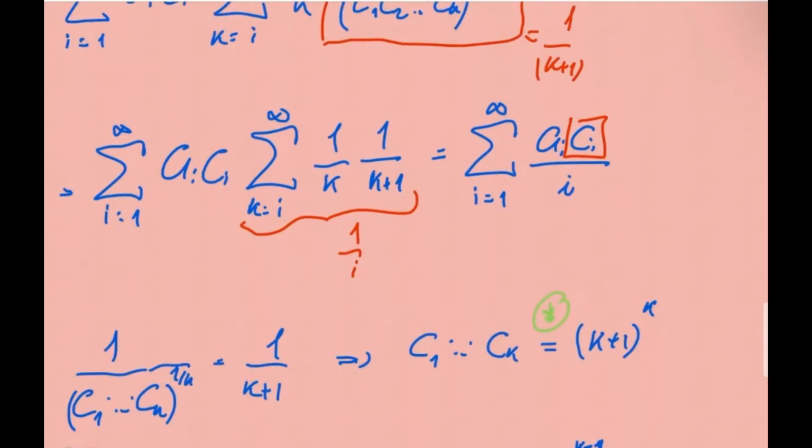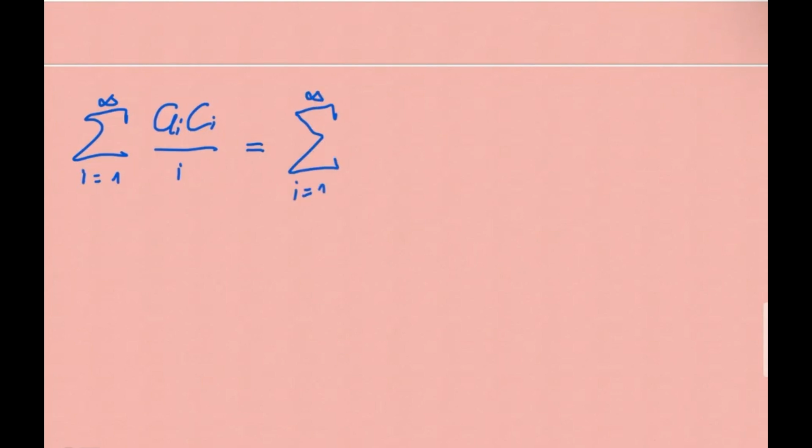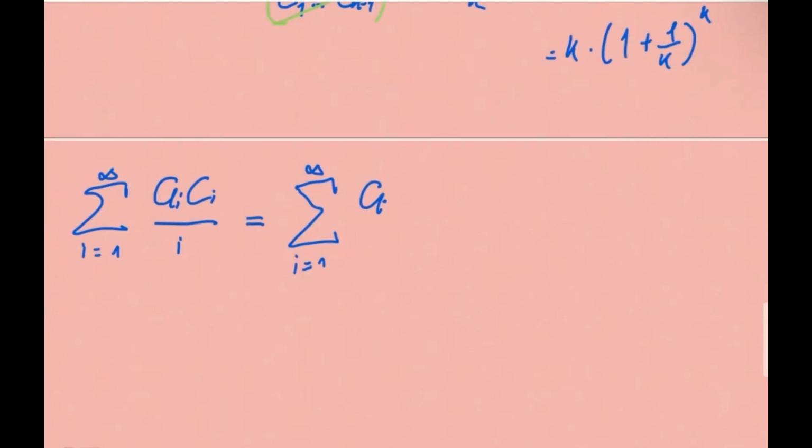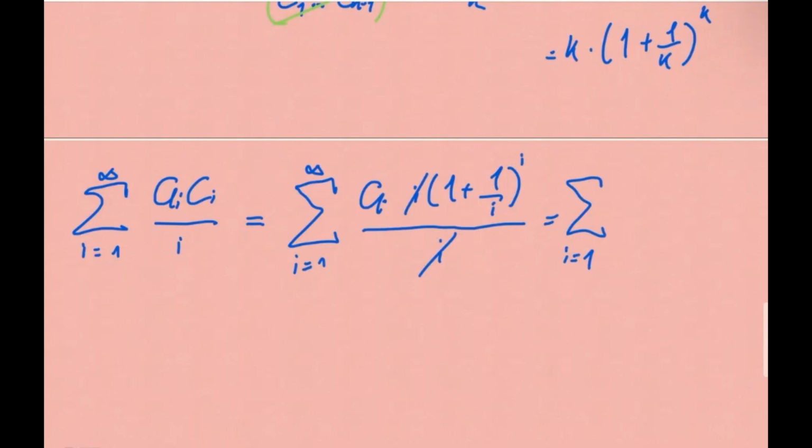So this is the latest state of our summation: summation from i equals 1 to infinity of a_i times c_i divided by i. Let's write it out here. We already established what these c_i's are. a_i c_i, as we said, is i times (1 plus 1 over i) to the power of i, divided by i. And this gets cancelled, and now we have the summation from 1 to infinity of a_i times (1 plus 1 over i) to the power of i.